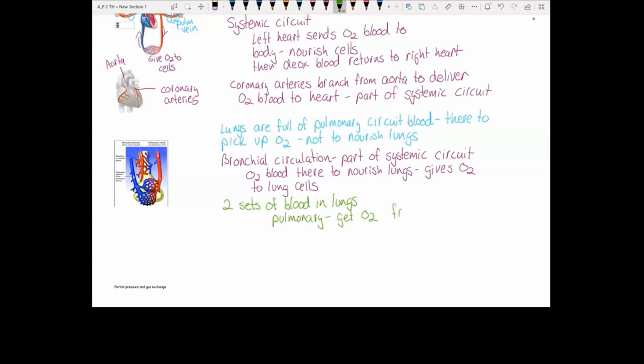And it is from the right side of the heart, and it will go through the pulmonary veins to the left side of the heart. Then you have the bronchial circulation. This is blood that is there to give oxygen to your lungs. This blood is from the left side of the heart, and it went through the aorta.